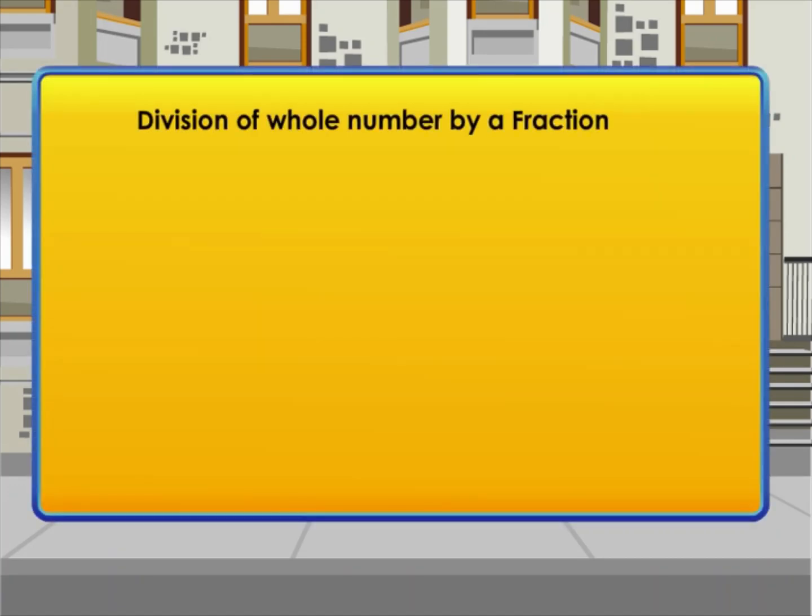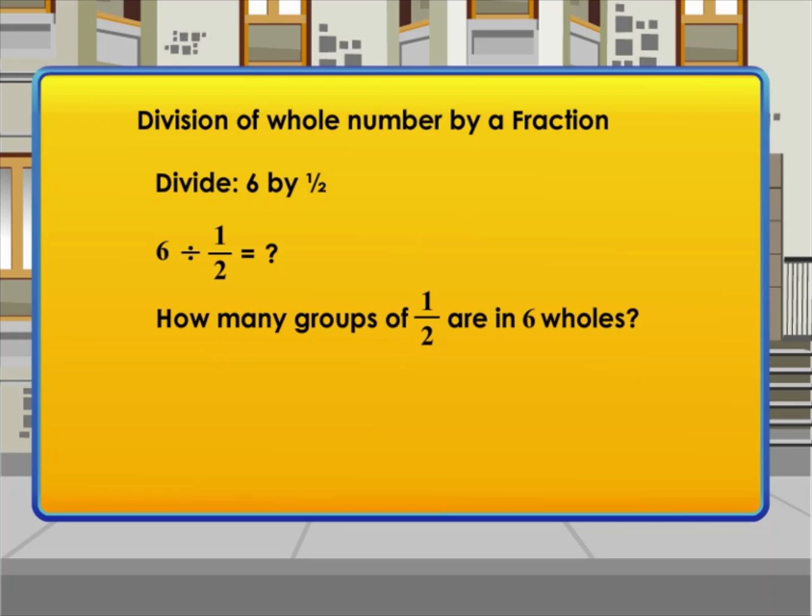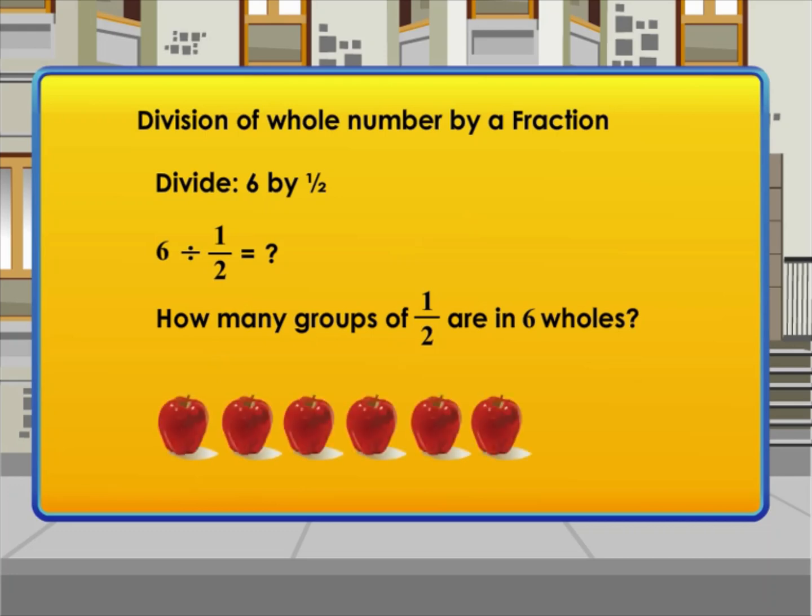Division of whole number by a fraction. Now let us learn how to divide a whole number by fraction. Consider the example. Divide 6 by 1 by 2. How many groups of 1 by 2 are in 6 whole? Let's take 6 apples and divide the 6 apples into 2 parts. Now we can easily count how many parts are there. Totally, there are 12 parts.